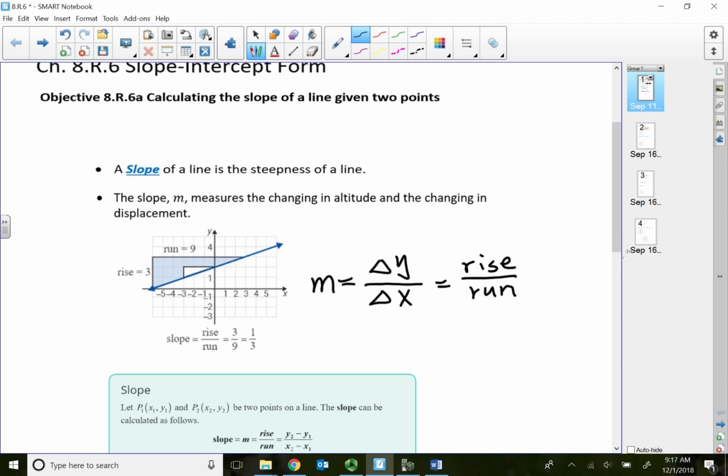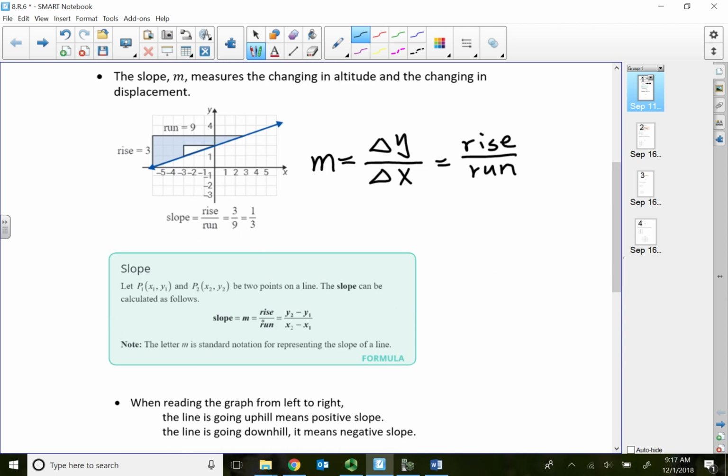So the actual formula for slope is rise over run, or y2 minus y1 over x2 minus x1. The rise, or the change in y value, is on the numerator, and the change in the x value, the displacement, is in the denominator. The reason we use subtraction is that it refers to the distance between the two y values versus the distance between the two x values in our coordinates.